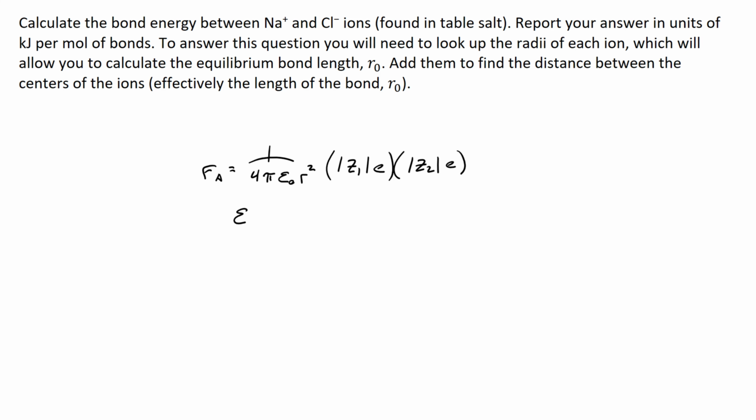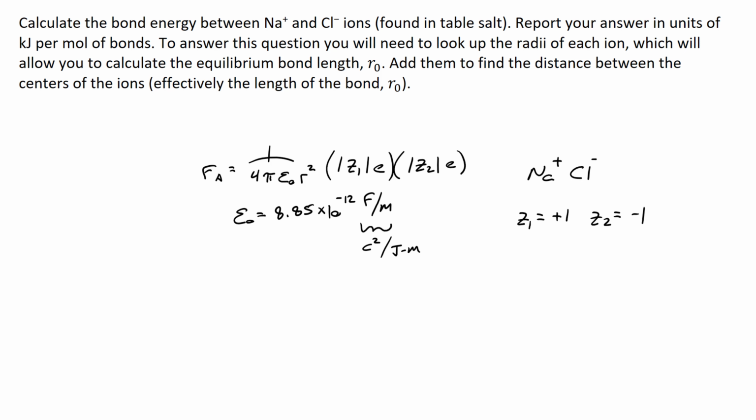The value of epsilon naught is just a known constant. It's equal to 8.85 times 10 to the minus 12 farads per meter. In base units, a farad per meter is equivalent to a coulomb squared divided by a joule times meters. And because we're dealing with a bond between a sodium plus 1 and chloride minus 1, the value of Z1 is going to be equal to positive 1 and Z2 is equal to negative 1.